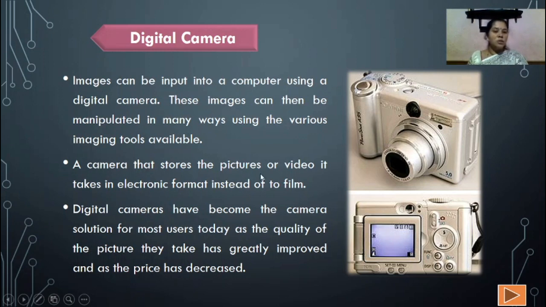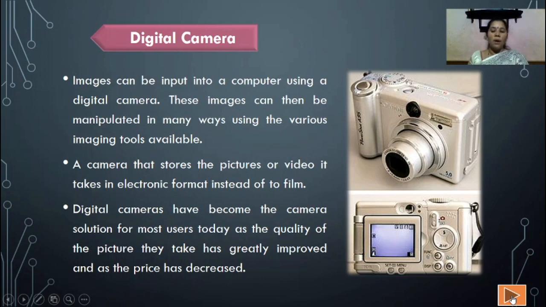A digital camera stores a picture or a video in an electronic format instead of a film. As I said earlier, cameras used to have a film roll where the image got stored, but here it gets stored in an electronic format. Digital cameras have become the camera solution for most users today, as the quality of the pictures has greatly improved and the price has decreased. Okay, so this was about the digital camera.